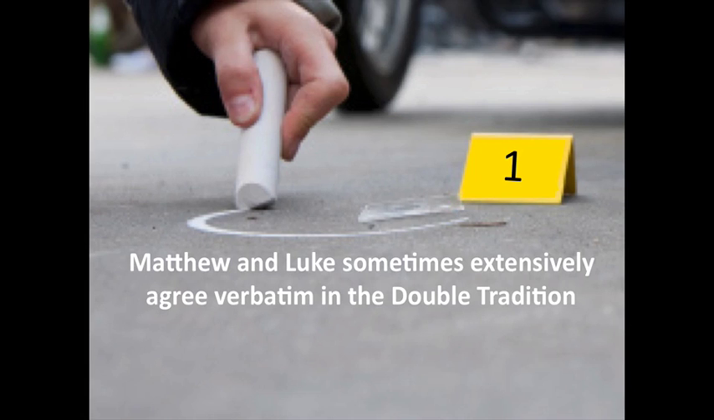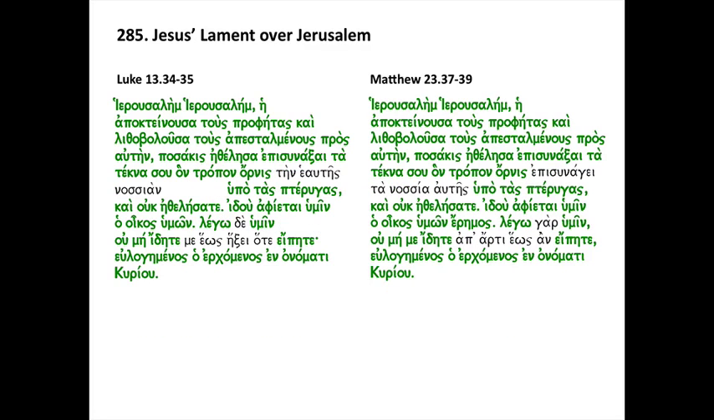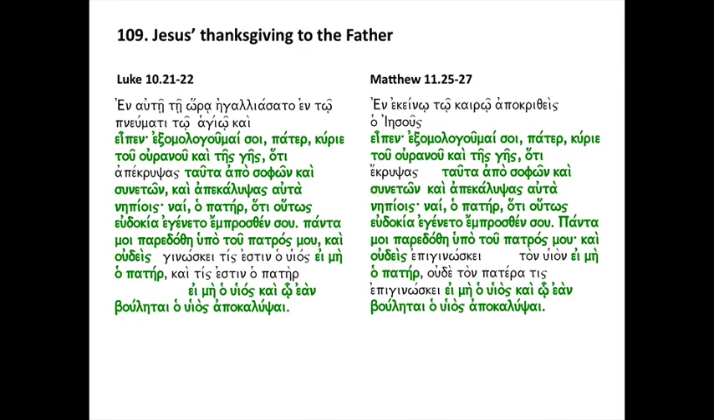So our first piece of data is that Matthew and Luke sometimes extensively agree verbatim in the double tradition. Here's some examples. This is John's preaching on repentance. You can see that the green material is very substantially similar in Luke and Matthew, and similarly here, Jesus' lament over Jerusalem and the return of the evil spirit. And here's the fourth most agreeing passage between Luke and Matthew, Jesus' thanksgiving to the Father.